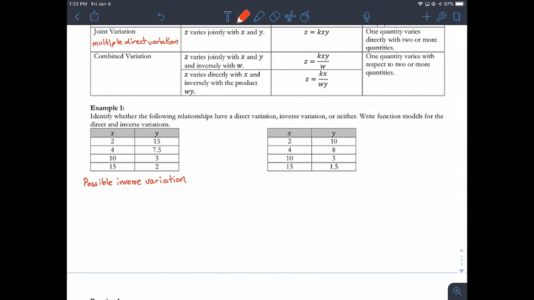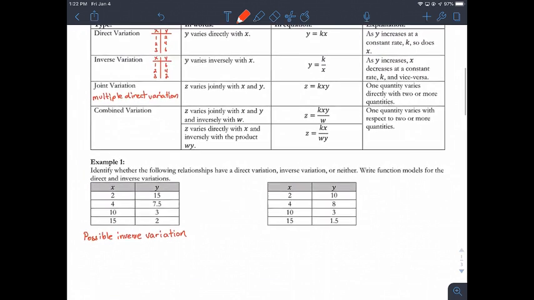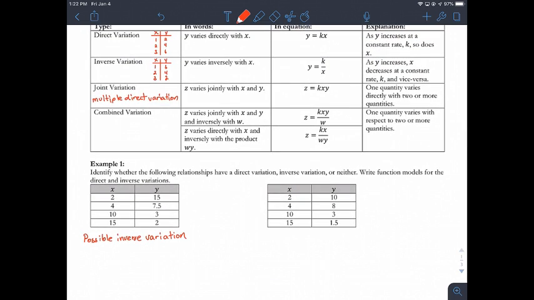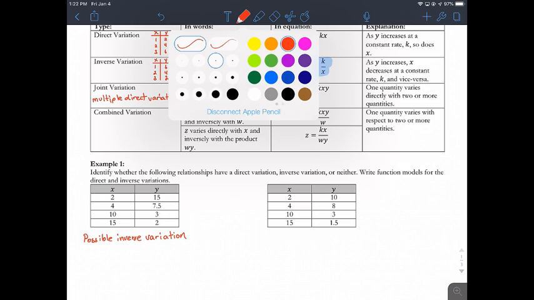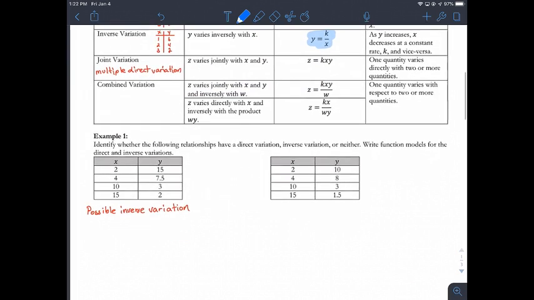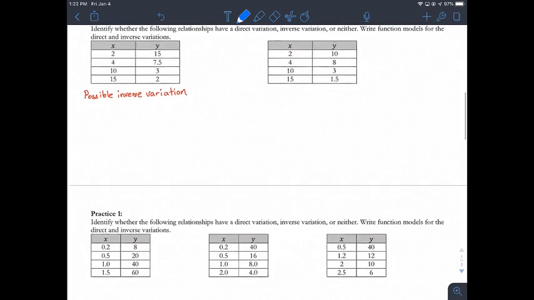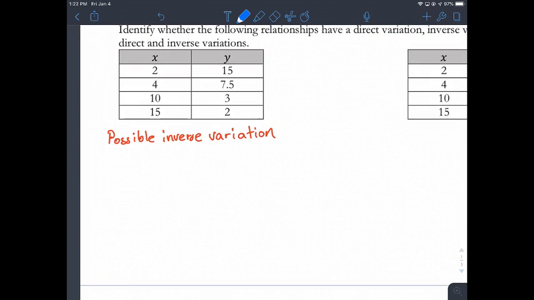That's rather simple to do. All we have to do is utilize the equation that our table gave us. So inverse variation is y is equal to k divided by x. We can utilize that in order to help us to figure out whether or not this is actually inverse variation. So y is equal to k divided by x.